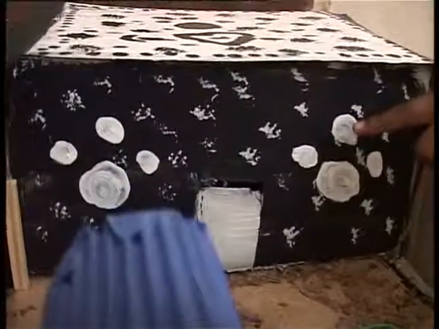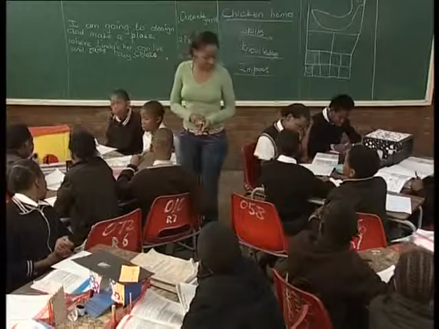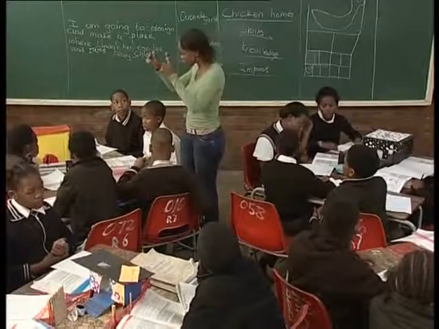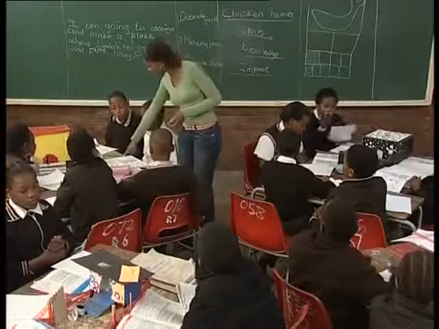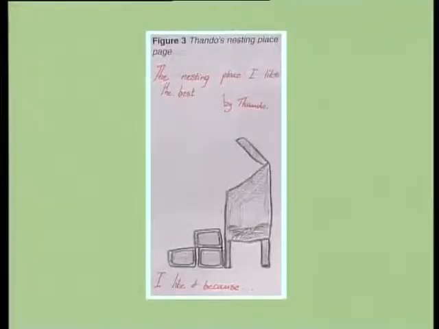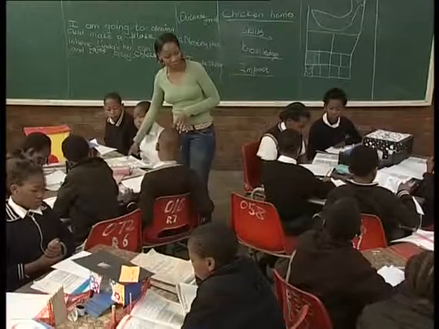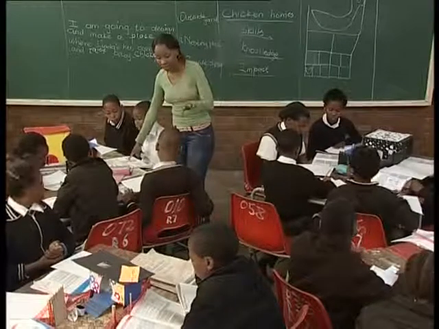Then you write about it and you tell us why you liked it the best, okay? Then you also draw it for us. If you can look at figure 3, you see that? That's what Tando has done. So you do the same thing, but about the idea that you like the best.